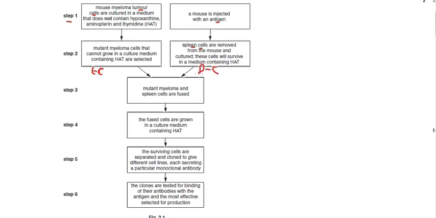We get a mutant myeloma, and spleen cells are fused. We get a hybridoma. The fused cells are grown in a culture medium. This is the cloning, as we said. This is the cloning. This is the hybridoma.